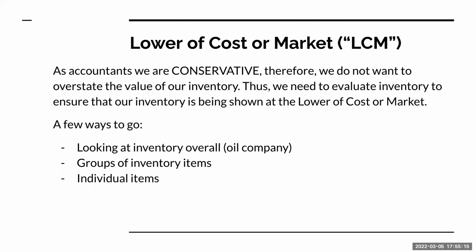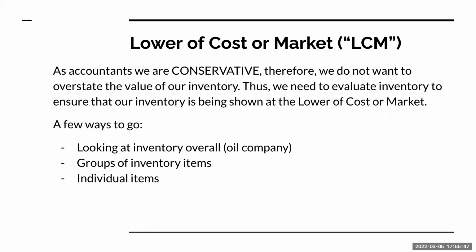There's a couple of ways we can apply the lower of cost or market approach. One way is to look at the overall inventory, right? If we just have oil, we can say we've got this many gallons, this is the cost, and this is now the market value. Depending on what those are, we'll make the appropriate adjustment. We can also have groups of inventory items. So if I'm running, say, a motorcycle shop, I've got motor scooters, motorcycles, and bicycles, and I can apply lower of cost or market by groups of inventory items.